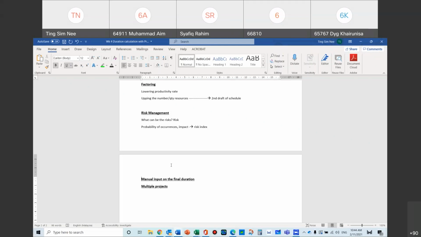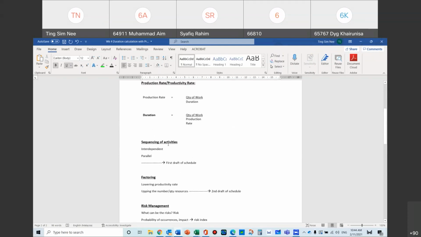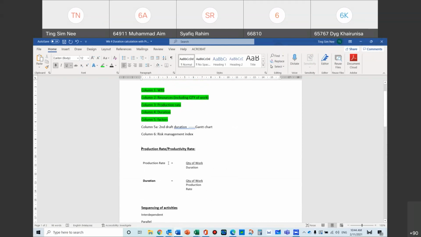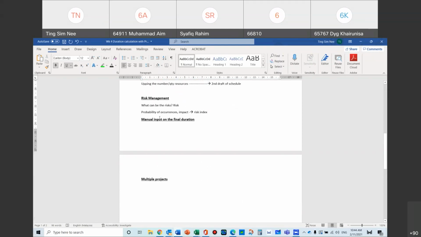Okay. Then of course, finally, we will input the manual input of the final projects, and then of course that is whether we need to consider whether we are doing multiple project management here or not. That is another thing that we are looking at. Okay, so I hope this is really, really clear for everybody.